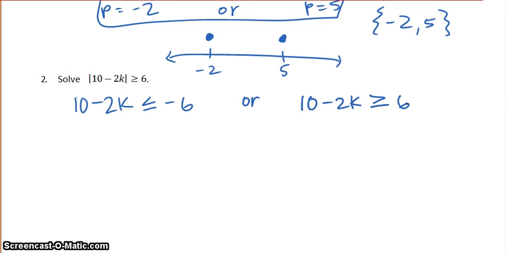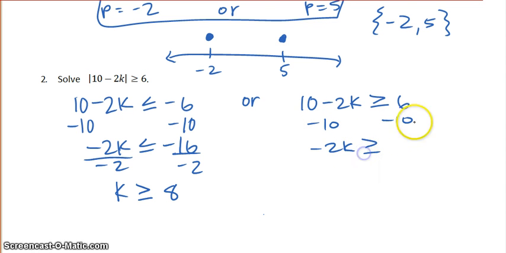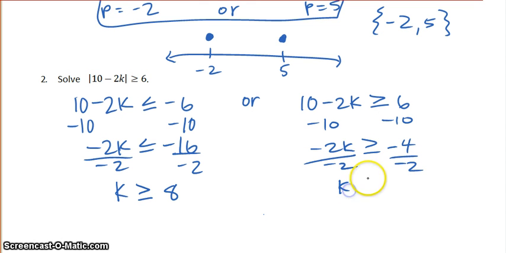Again, once we set this part up, nothing's different. We know how to do this. So minus 10, then negative 2k, negative 16, divided by a negative 2. Now I'm dividing by a negative, so k is now greater than or equal to 8. Okay, and then subtract 10. So I get negative 2k is greater than or equal to a negative 4, divided by a negative 2. Again, I'm dividing by a negative, so k is less than or equal to 2. It's an or statement, so this is my answer.